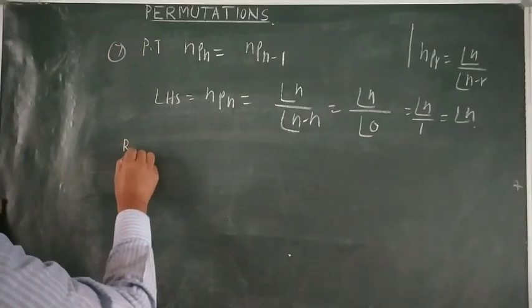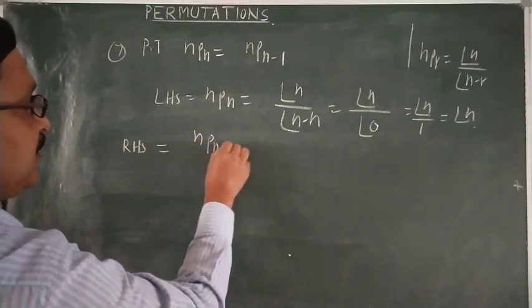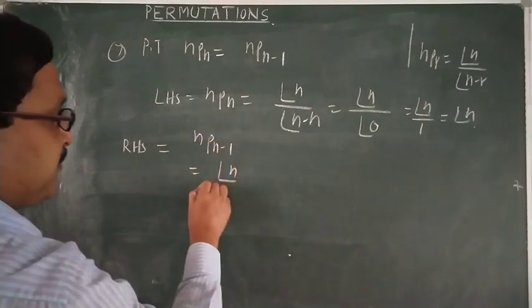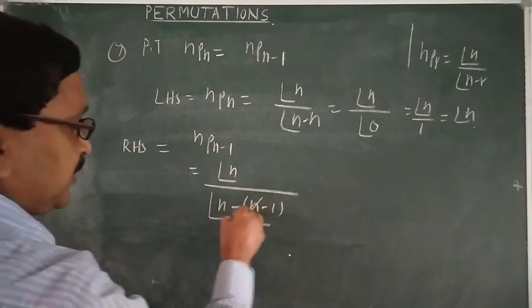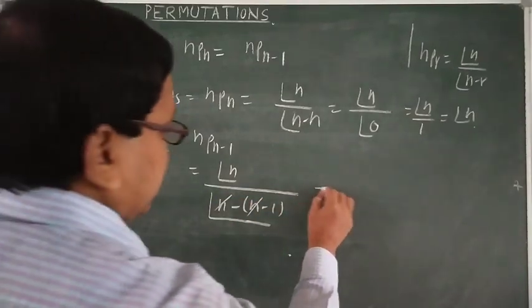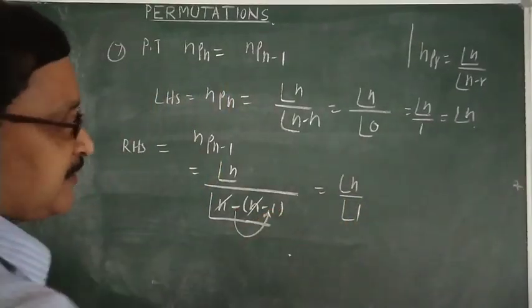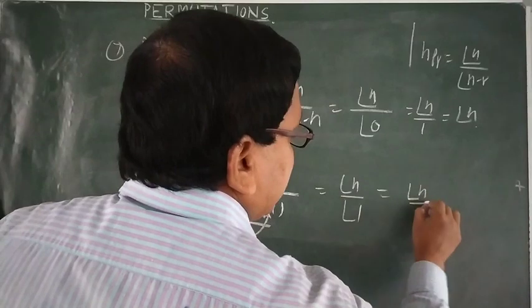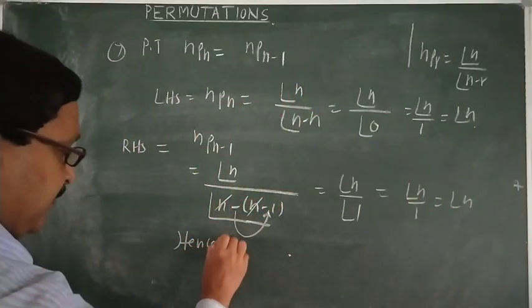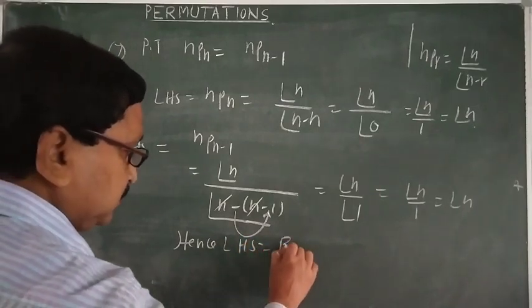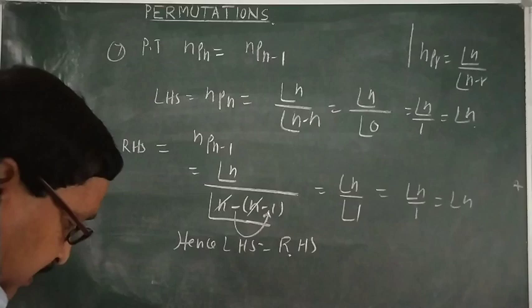Now RHS, nP(n minus 1). This is factorial n upon factorial n minus n minus 1. So this n will be cancelled, and this is factorial n by factorial 1, minus minus becomes plus. So this is factorial n by 1, this is factorial n, hence LHS is equal to RHS. And moving towards the next question.